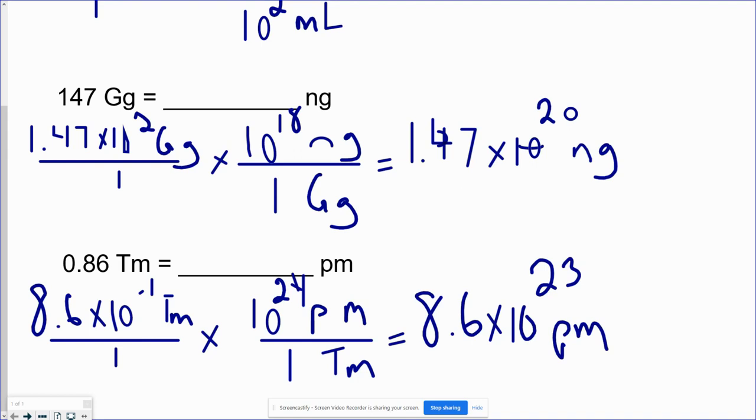All right, those are our notes over 2.3. Go ahead and start working on that worksheet, all my polar bears and polar cubs.